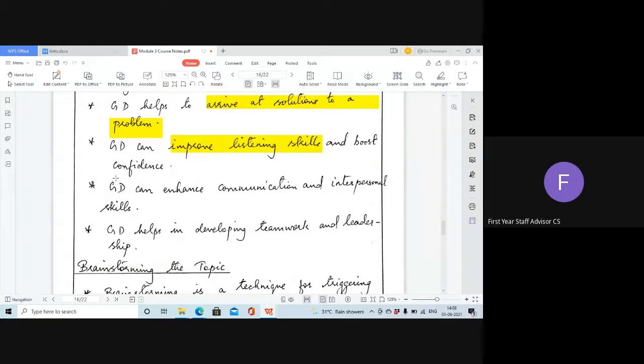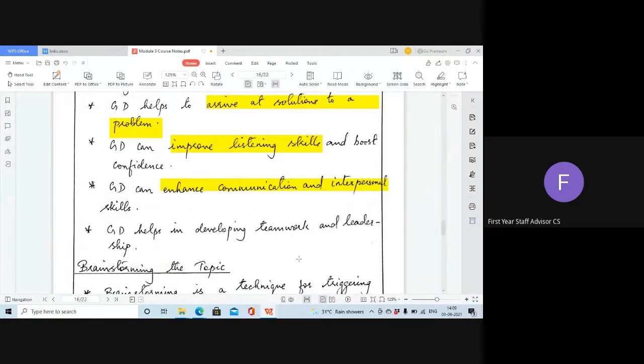Don't quarrel with others. So next is GD can enhance communication and personal skills. That is, if you are constantly speaking with others, especially in a language which you want to be fluent with, like English, if you are speaking continuously in English to others, you can improve your communication skill, and also you can improve your interpersonal skills. That is, you feel confident when you are speaking to others.